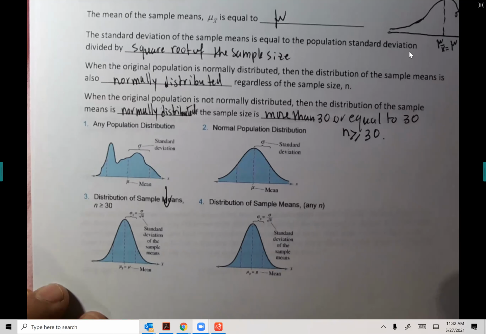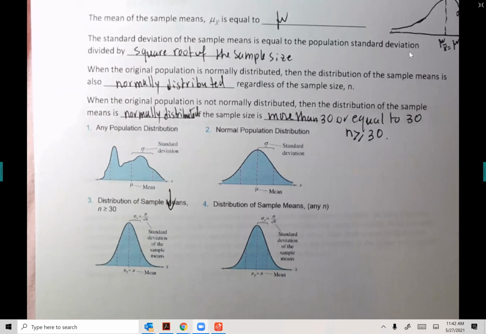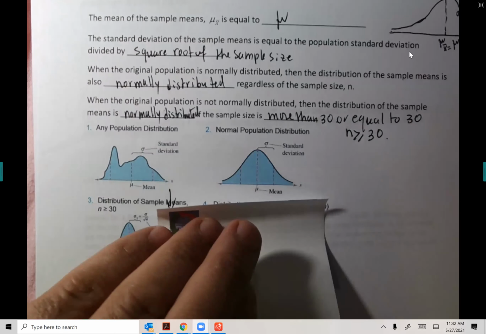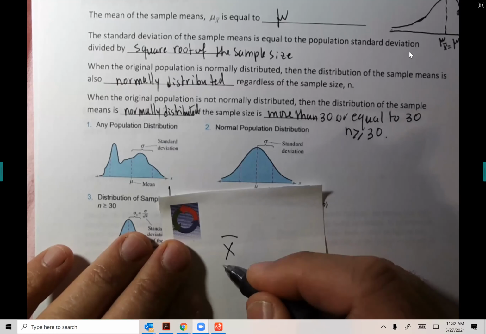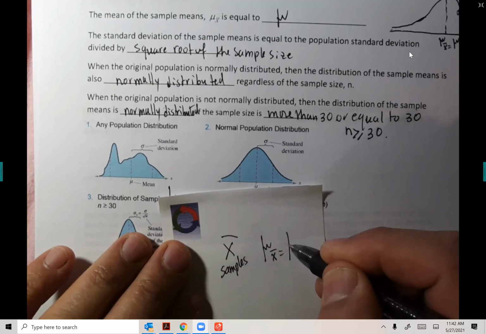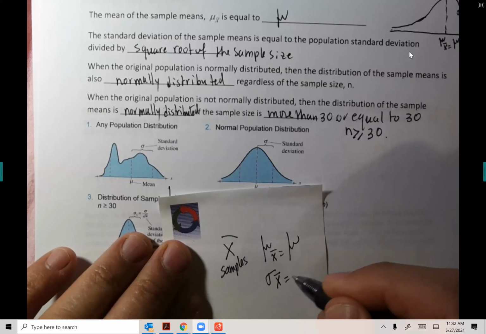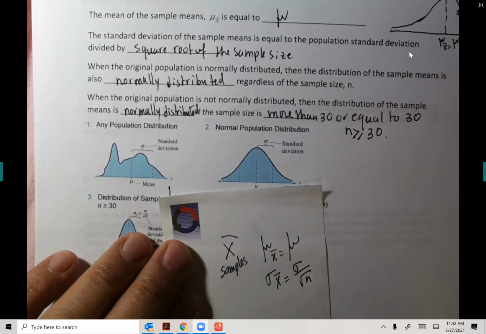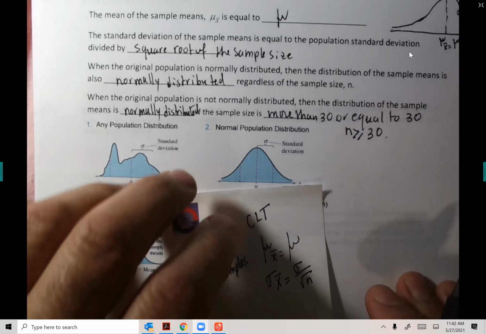What matters to you guys is how can I apply this theorem? So I'm just going to show you now how to apply this theorem. So in summary, guys, if you want to memorize anything about this theorem, it is this. When you work with X bar, with samples, the mean of X bar is the same as the mean of the original population, and sigma of X bar, the standard deviation, is the standard deviation of the original population divided by square root of n. This is the summary of the central limit theorem. They call it CLT, central limit theorem.